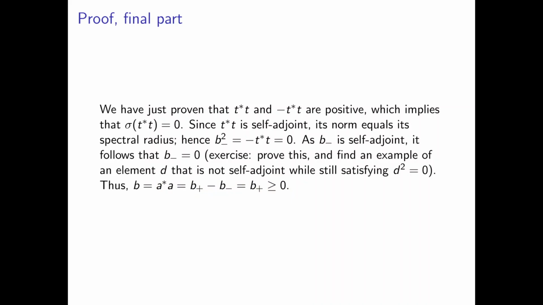Now, as a final exercise, you can try to prove that b minus here actually has to be 0 because b minus is self-adjoint. And you can also try to find an example of an element d that is not self-adjoint while still satisfying this equation that d squared is equal to 0. And that just involves trying to find an example of a C-star algebra and then a non-self-adjoint element satisfying this equality here. It's not that difficult once you try it.